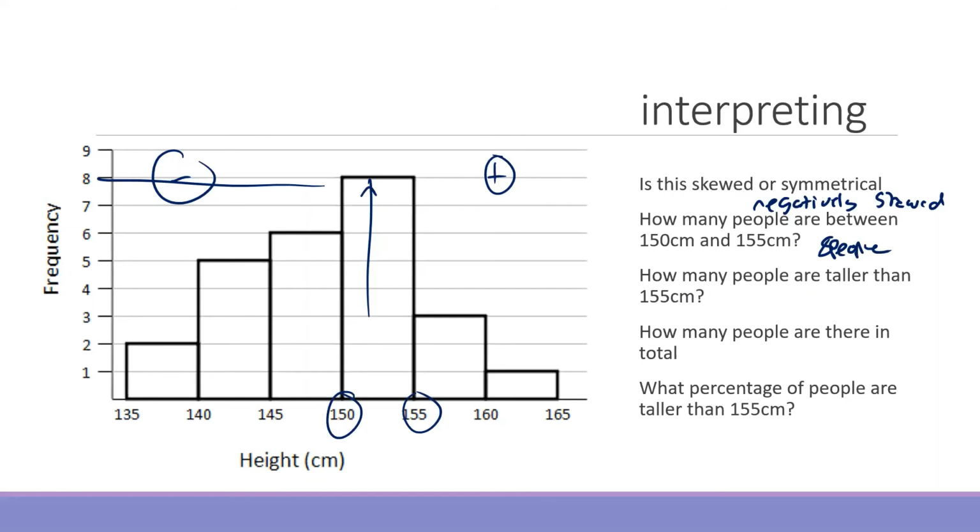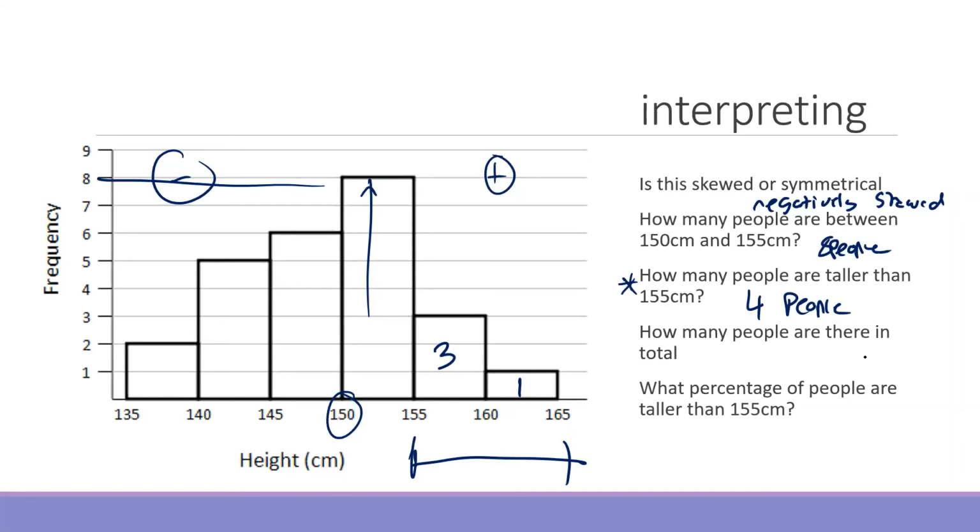How many people are taller than 155 centimeters? Who wants to tell me this one? I'll put this open to chat. I want you guys to work this out. How many people are taller than 155? 4? Let's have a look. Yep, it is 4. The reason for that is we're looking from 155 upwards. So there are 3 people here and 1 person here. So it's 4 people that are taller than 155.